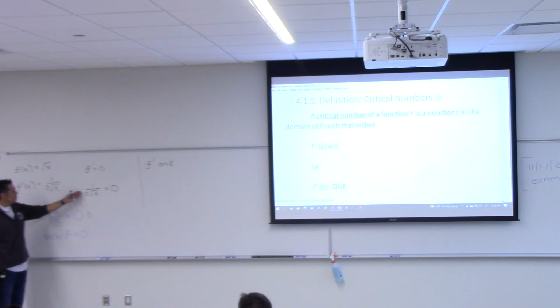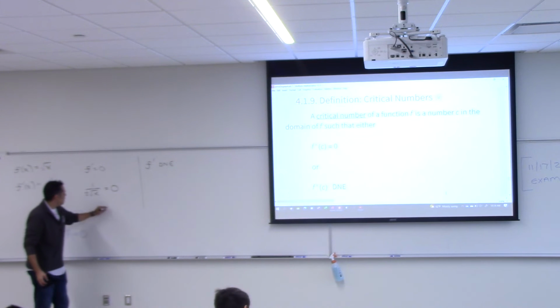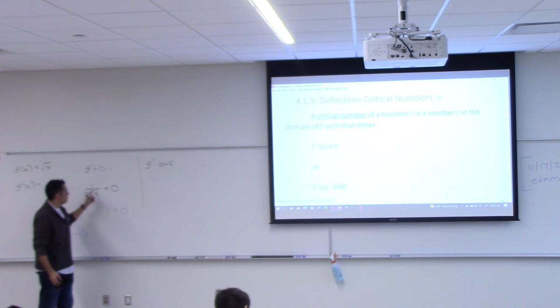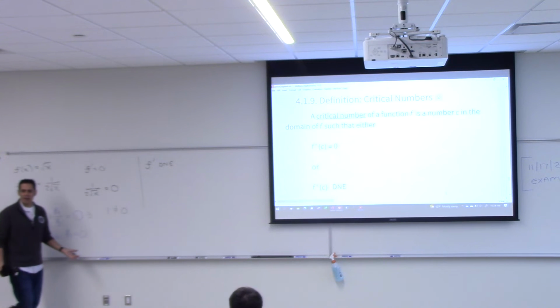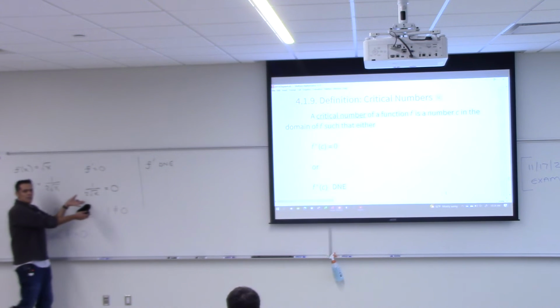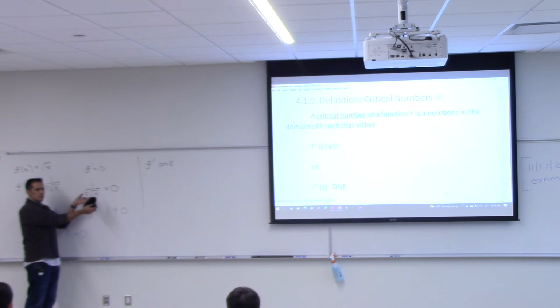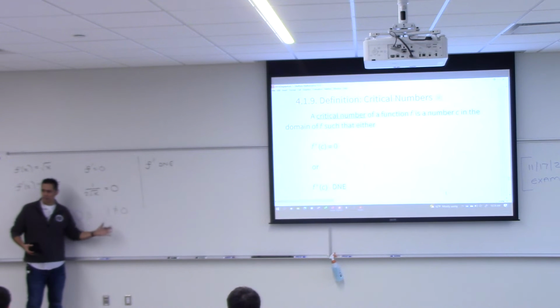So is this ever 0? Well, that would mean the top would have to be 0, right? But that's not true. That's never going to happen. So there's no value of x I could ever plug into this to make this true. So there are no critical numbers from this.